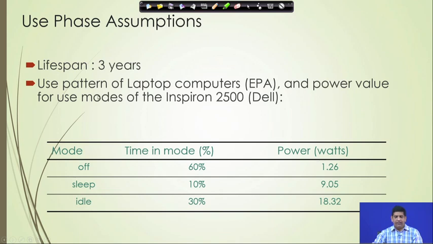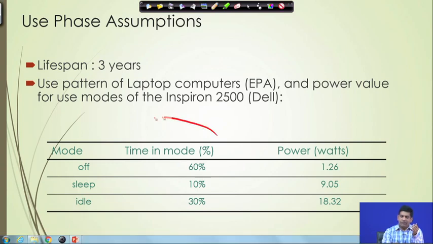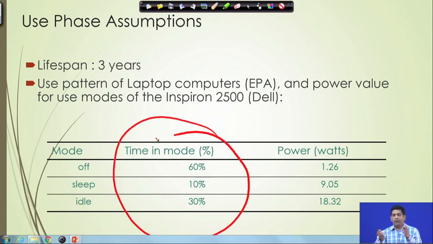So in the use phase, if you have a lifespan of almost around 3 years, and if you look at how much off mode, sleep mode, idle mode, how will you get this data? You try to do some survey, talk to some people, and try to find out what is the typical usage they have. So we have to do some data collection into people's usage behavior, and how much is off, sleep or idle, and then what is the power requirement.